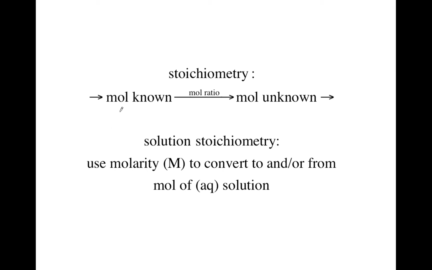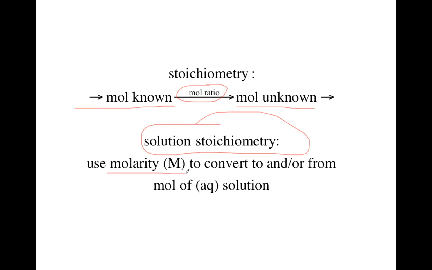You may recall the general strategy for a stoichiometry problem, which is to convert the original unit they give you to moles of the known chemical, then use the mole ratio from the balanced equation to get to moles of the unknown chemical, and then you can switch it back to whatever unit they ask for in the problem. In solution stoichiometry, you're going to use molarity to convert to and/or from moles if one or more of your reactants or products are aqueous.